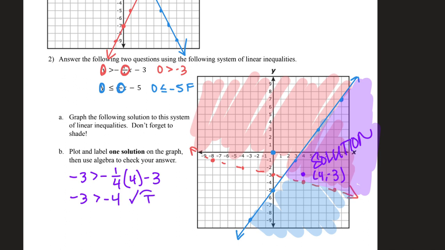That's true. And now I'm going to plug it into the second equation. So it's going to be -3 is less than or equal to 4 over 3 times 4 minus 5. So again, I'm going to put the second part in my calculator, 4 over 3 times 4 minus 5. So that's going to be -3 is less than or equal to 0.3 repeating, and that's also true. So that shows that that is a solution, since it made both inequalities true.